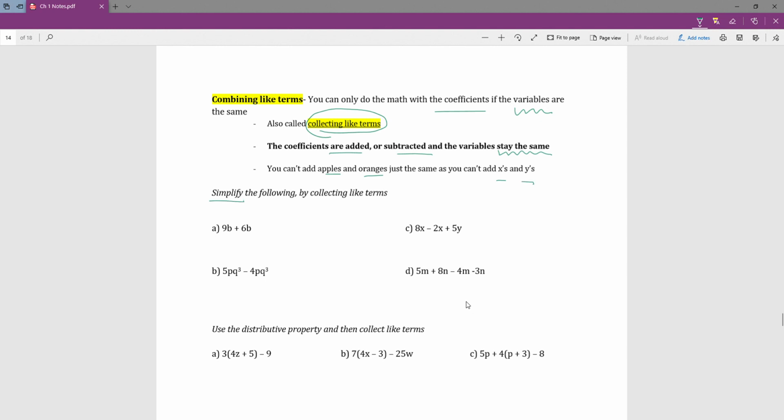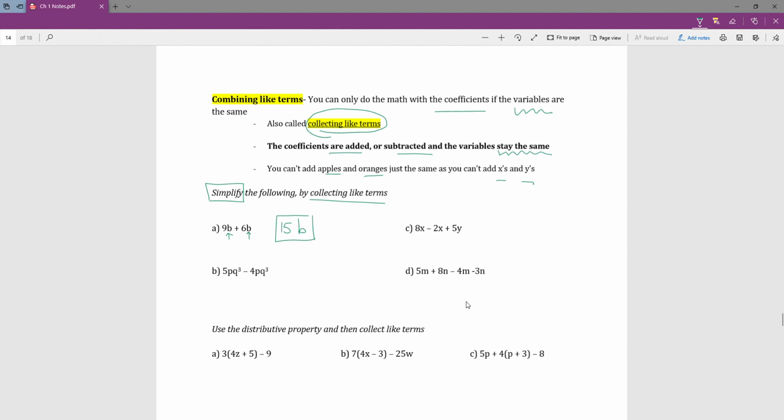Again, with these, we're simplifying. These are expressions of multiple terms, and we can simplify them if they have like terms. We can simplify them by collecting like terms. That's adding and subtracting terms. So A says 9b plus 6b. Well, because they are like terms and the b is exactly the same, that allows me to say that is equivalent or simplified to 15b.